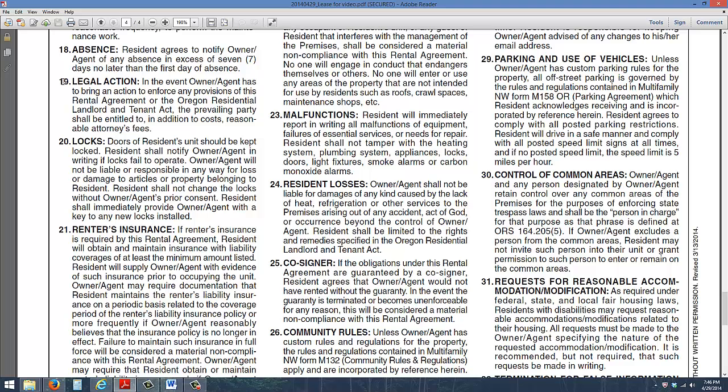Section 19 has to do with legal action. In the event there was a legal dispute between both parties here, it says that the prevailing party would be reimbursed attorney's fees and entitled to any additional costs that are reasonable.